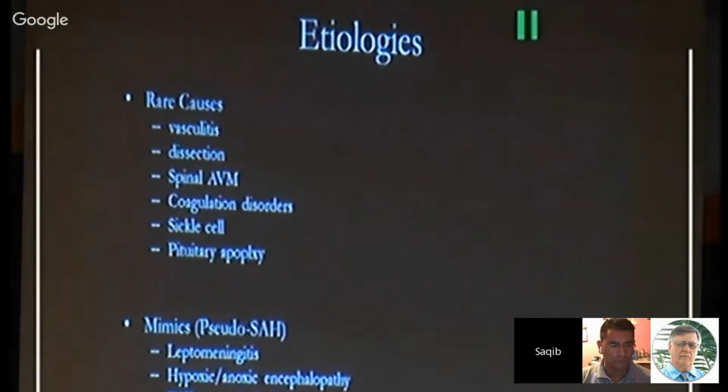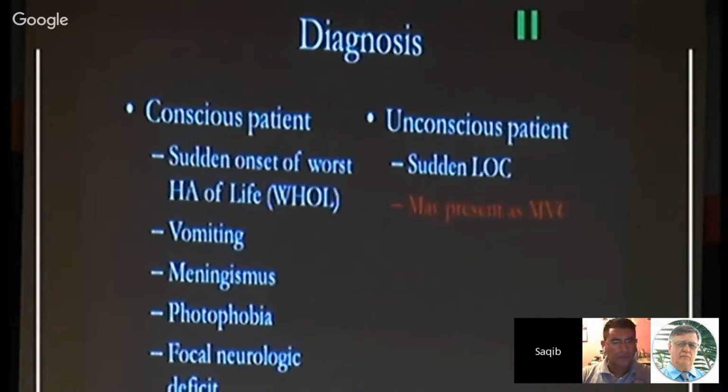And then there are many mimics of subarachnoid hemorrhage. Leptomeningitis, because of the diffuse cerebral edema and inflammation within the leptomeninges, results in hyperdensity and on CT can give an appearance that looks like subarachnoid hemorrhage. Hypoxic or anoxic encephalopathy, a diffuse cerebral edema, which may be caused by either anoxia or by toxic metabolic conditions and poisonings, can too. And pseudotumor cerebri very rarely can have that appearance.